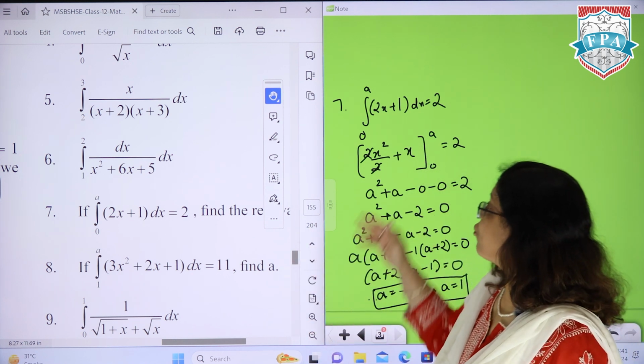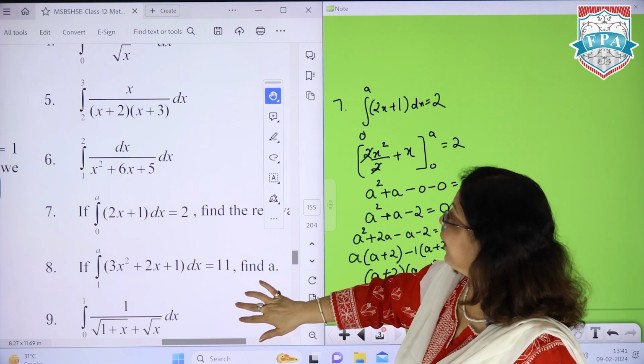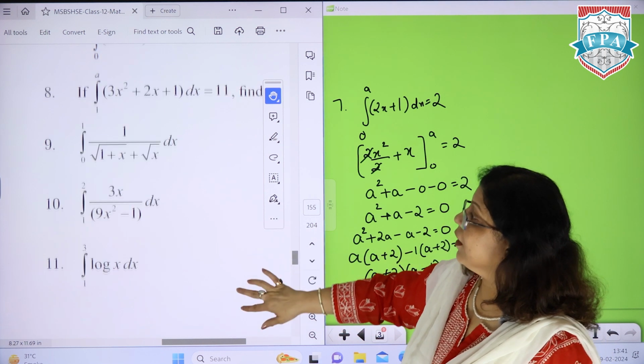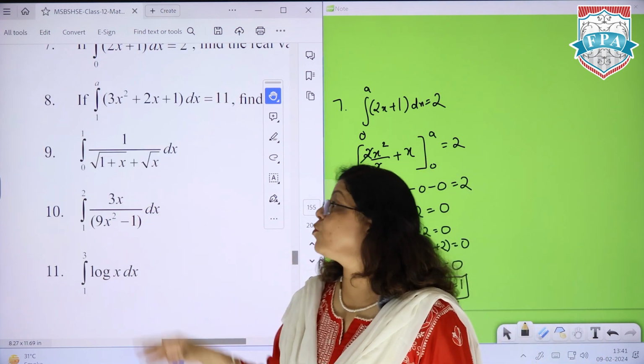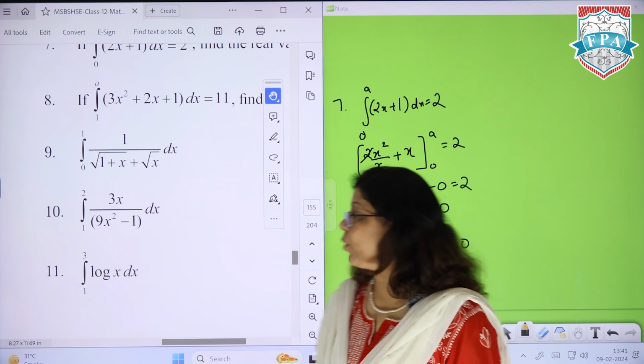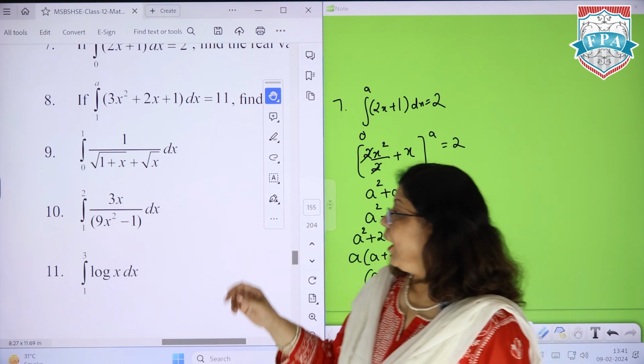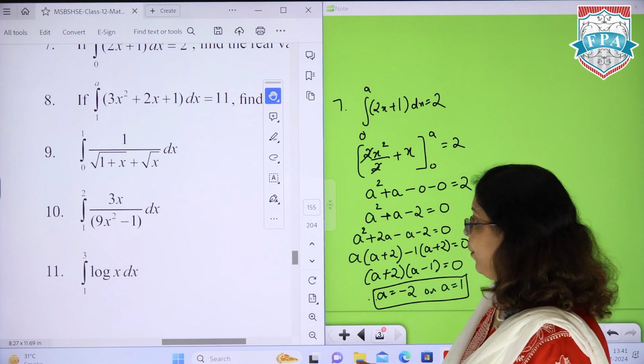So, the same question can be asked in a different manner to get the final answer. Here you can see root of 1 plus x plus root x. Please rationalize first to come to the answer, and direct values can also be put.